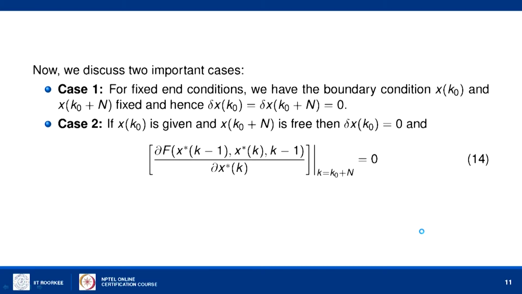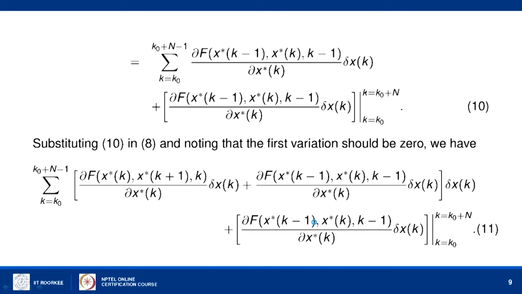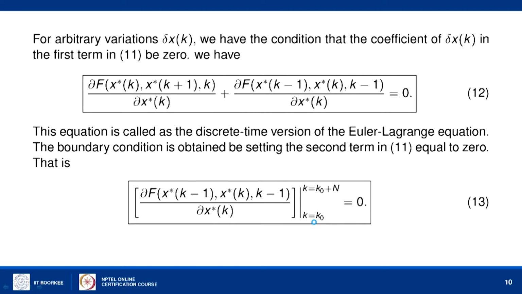So now depending on the case, if the boundary conditions both of them are fixed values, then the variation at these two boundary will be 0. Here the variation del xk, I think it should be del xk also.